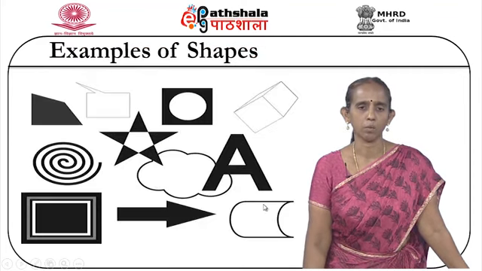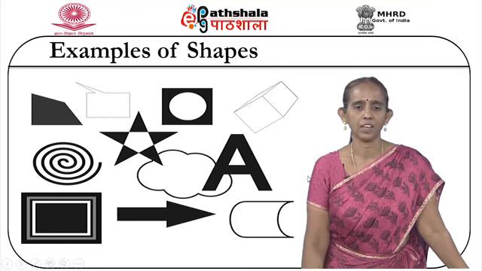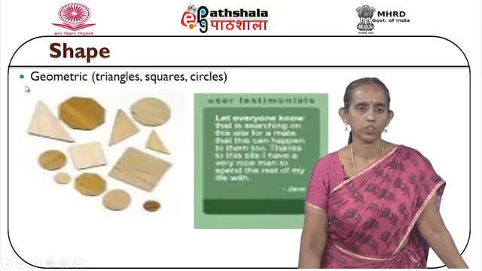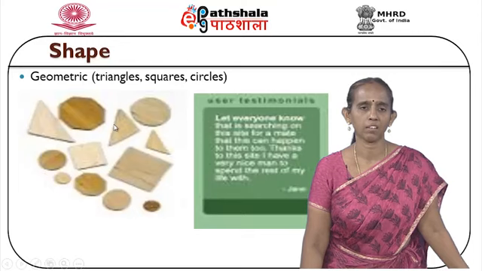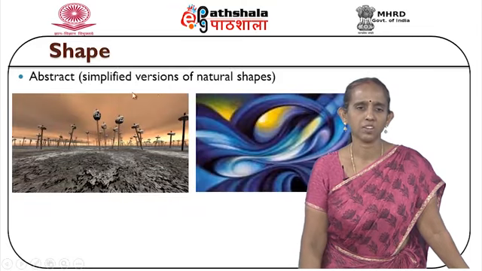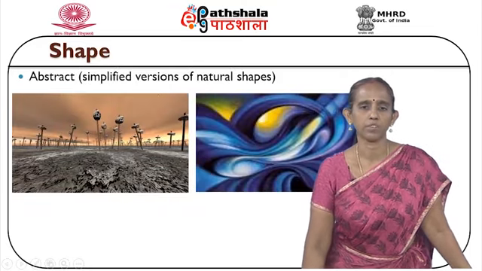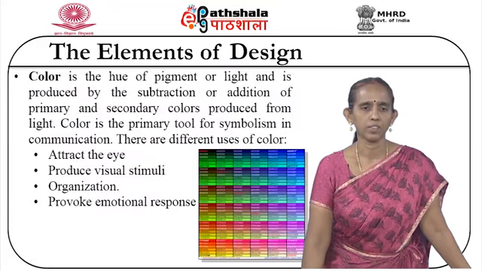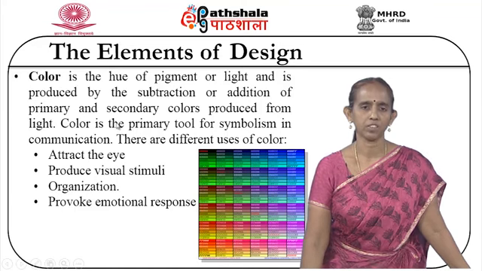So these are certain examples of shapes. Letter A has a shape of its own. This is a geometrical shape. So these are various geometrical shapes. These are synthesized shapes. The spiral is a synthesized shape. So here we have geometrical shape examples: triangles, squares and circles. Natural shape examples with animals, plants and human beings. And then we have abstract shape examples with abstract objects that are being created, which are simplified versions of natural objects.